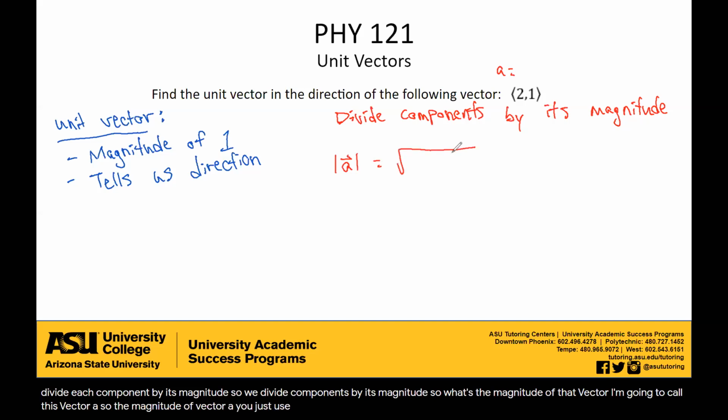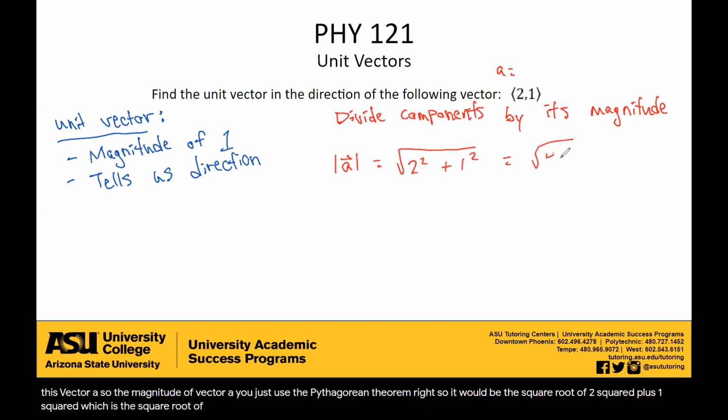you just use the Pythagorean theorem, right? So it'd be the square root of 2 squared plus 1 squared, which is the square root of 4 plus 1, which equals the square root of 5. So that is the magnitude of that vector A.